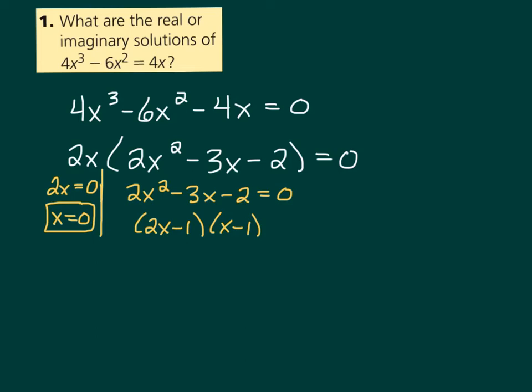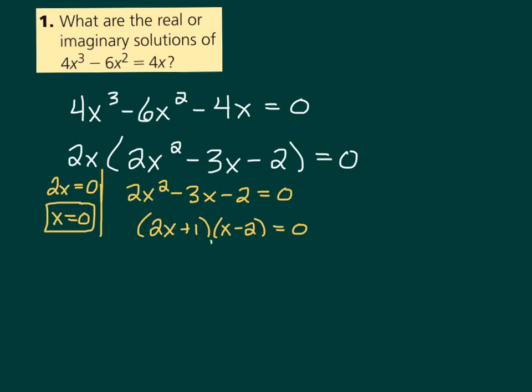I said 2x minus 2. You said 2x minus 2. 2x plus 1 and x minus 2. Yeah. That will give us minus 4x plus 1, which is 3x. It'll give us negative 2 here. It'll give us 2x squared. That's nice. Are we sure that one works? Yep. Okay. We know that has to equal 0.